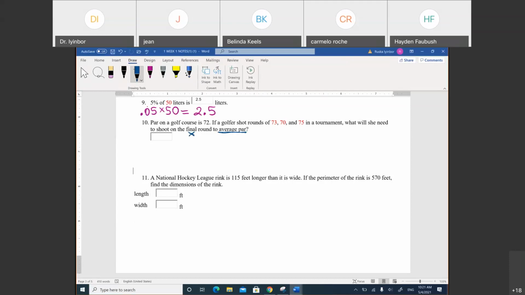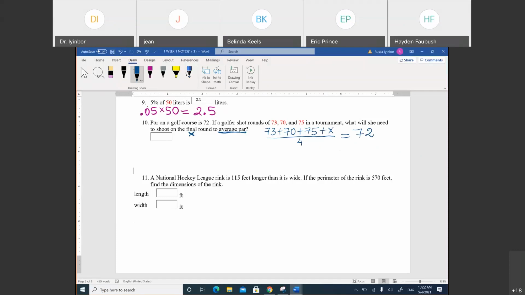So we're going to set up an equation. We need to find the average of 73 plus 70 plus 75 and X, which is the final one. You're going to divide it by what? How many numbers are here? 4. How many rounds? There are 4 rounds. And the average par is 72. Okay, so that's how you set up your equation.